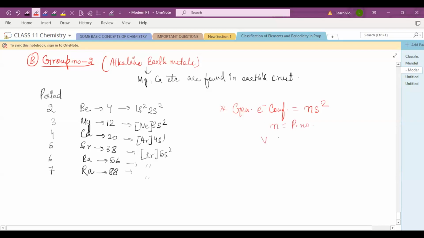Now just tell me what the valence electron and valency are over here. Valency and valence electron in this. 2. Yes, very good. It's 2. So just remember this.